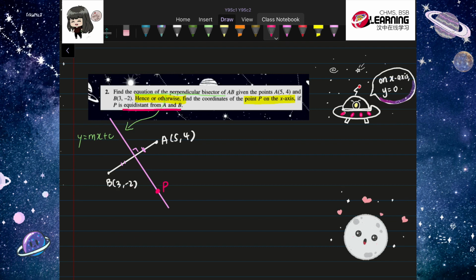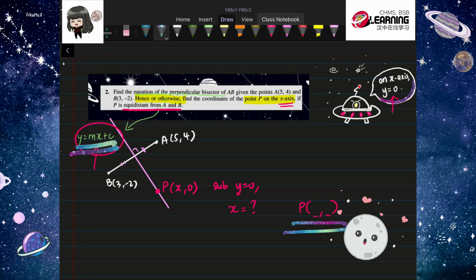Just let's say it's here, and because it says x-axis, it means that y is equal to 0, so it's basically x comma 0. Okay, so after you find this equation, you sub in y equals 0 to find out what your x is. And therefore, you can find the coordinates of your P. Alright, so you have 2 answers here. One is your y equals mx plus c, and your second answer is the coordinates of P.